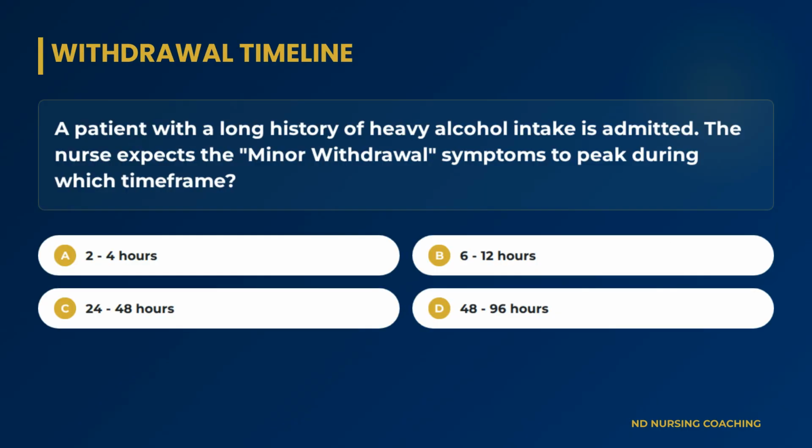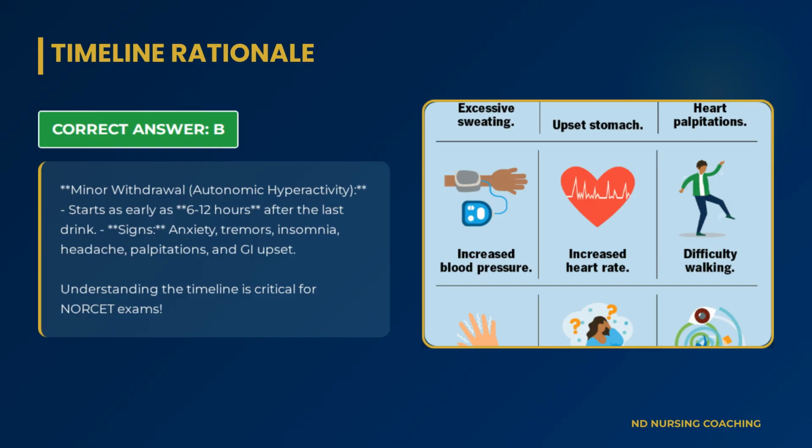Moving to the withdrawal timeline, a patient with a long history of heavy alcohol intake is admitted. When does the nurse expect the minor withdrawal symptoms to peak? The correct answer is B, 6 to 12 hours. Minor withdrawal, or autonomic hyperactivity, starts as early as 6 to 12 hours after the last drink, presenting as anxiety, tremors, insomnia, and GI upset. This timeline is critical for exams.